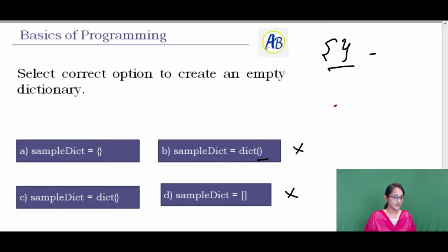So you may confuse between these two options, A and C. Sample dict equal to one curly bracket is the right way to create an empty dictionary here. After the equal to, you should represent only with curly brackets. We should not include this dict keyword. Okay, so A is the correct option here.